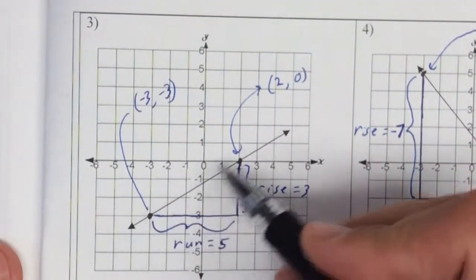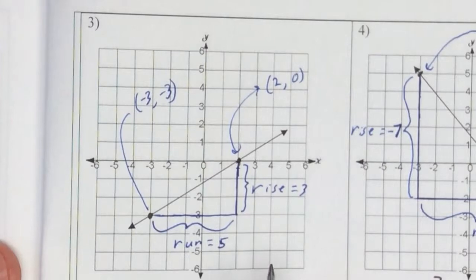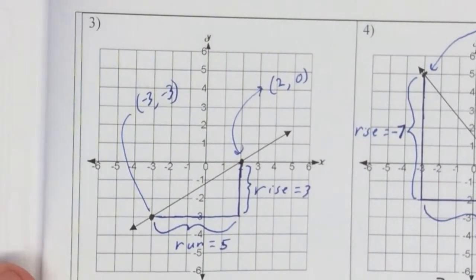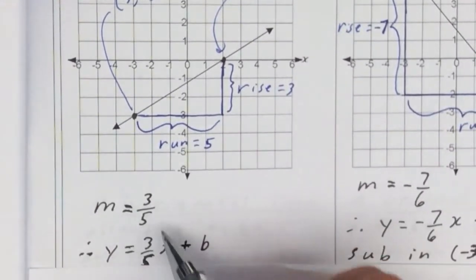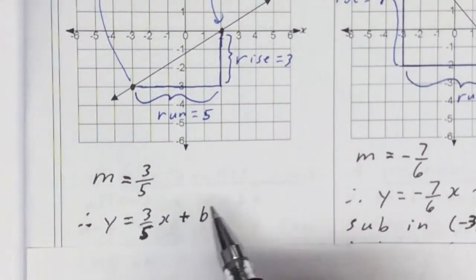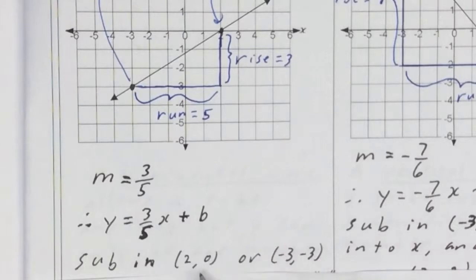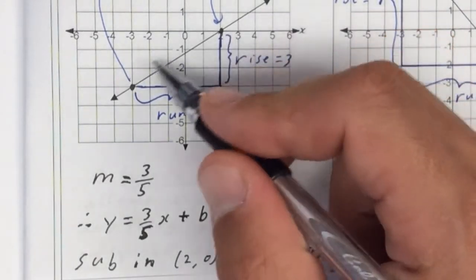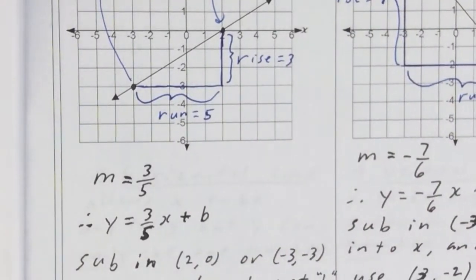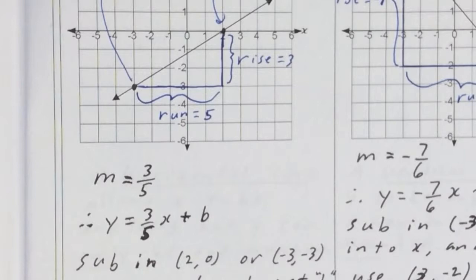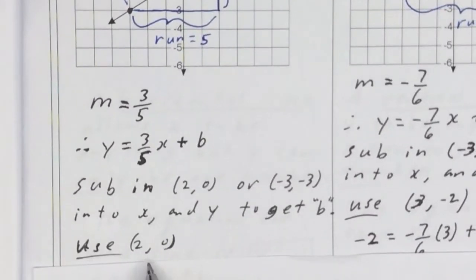And you can use one of those 2 points, as in tool number 5, to get the equation of it. Okay? So the slope is 3 over 5, y equals 3 over 5x plus b. You're going to sub in 2, 0, or negative 3, negative 3. Those are the 2 points. 2, 0, negative 3, negative 3. Okay? I'm going to use 2, 0.